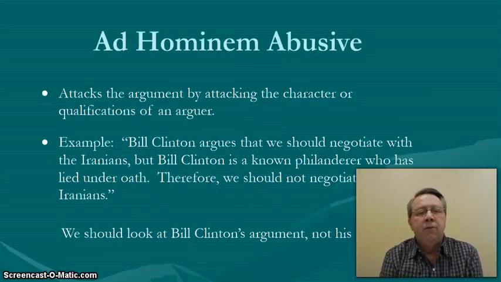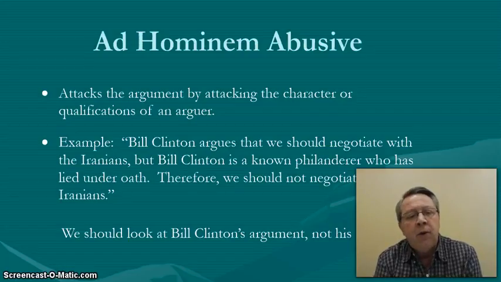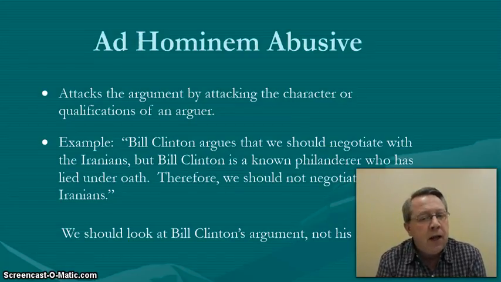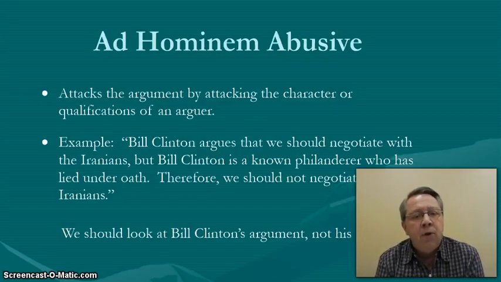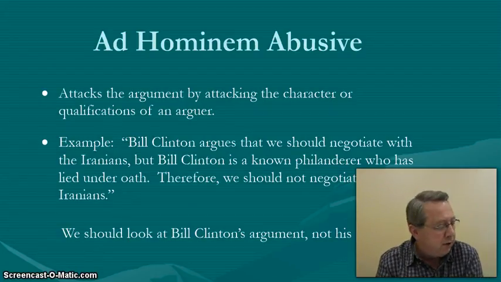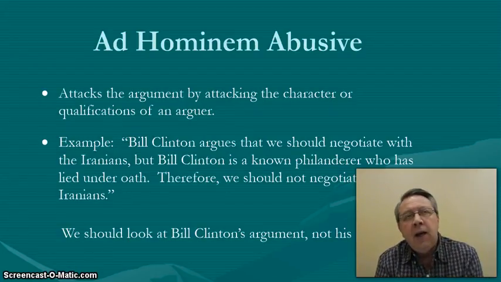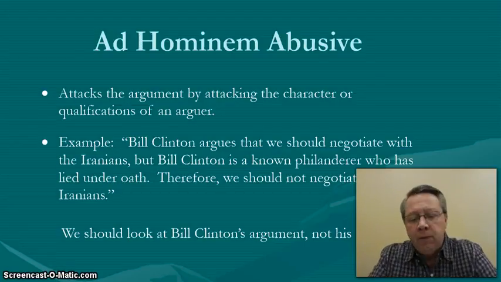The first one would be an abusive. It attacks the argument by attacking the character or qualifications of the arguer. So an example, Bill Clinton argues that we should negotiate with the Iranians. But Bill Clinton is a known philanderer who has lied under oath. Therefore, we should not negotiate with the Iranians. Okay, in the example of this, we need to look at Bill Clinton's argument and not his character. So ad hominem abusive is we've abused him. We've abused the fallacy, right? Because we're attacking the argument based on his character, not based on what the argument's really talking about.